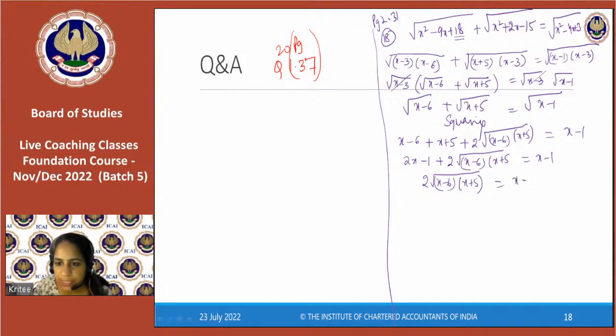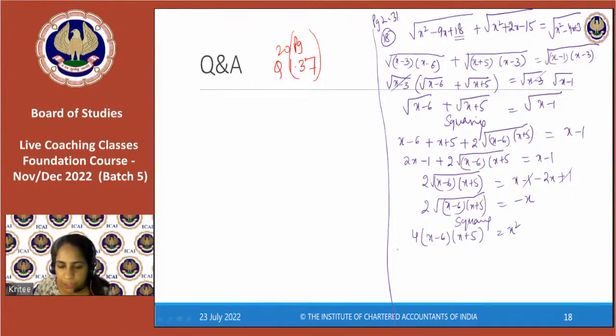So this becomes x minus 1. This minus 2x comes here and becomes minus 2x. This minus 1 comes here and becomes plus 1. So this cancels out. We are left with minus x. Okay, so minus x is equal to 2 into under root of some value. Now again squaring on both sides, you get 4 into x minus 6 into x plus 5 equals x square. Now open the bracket: 4 into, this becomes x square minus x minus 30, equals x square.